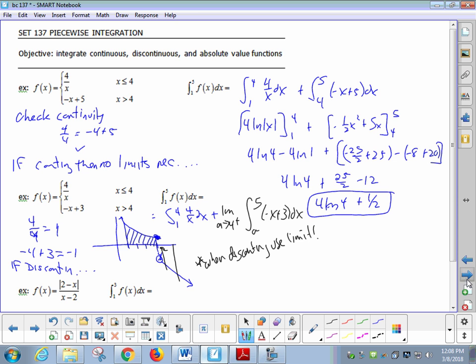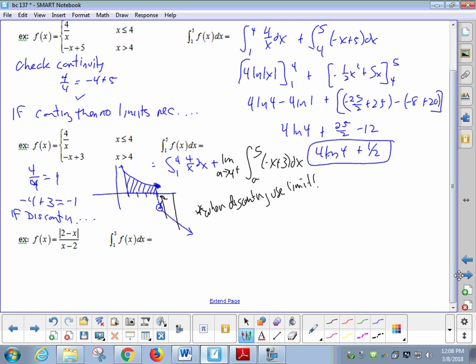Are you good? Okay. All right. One more type of piecewise. Now, it's not explicitly given as piecewise, but when you have absolute value, it leads to piecewise. Say you had a case where you had absolute value in the function and you were integrating it. Absolute value is typically piecewise. So let's go to the piecewise version of this.